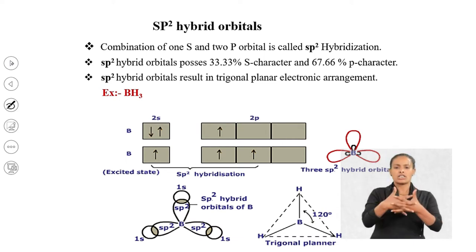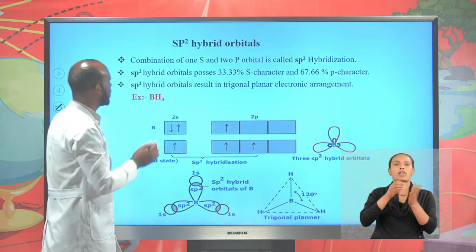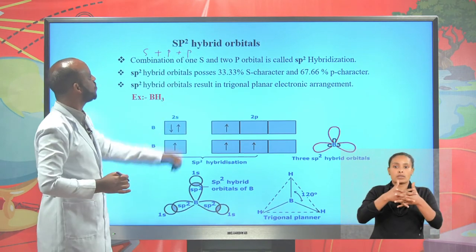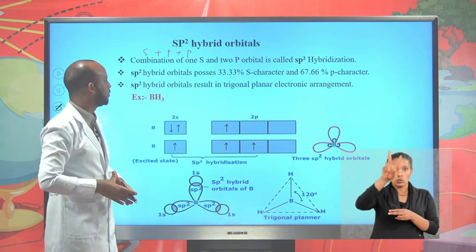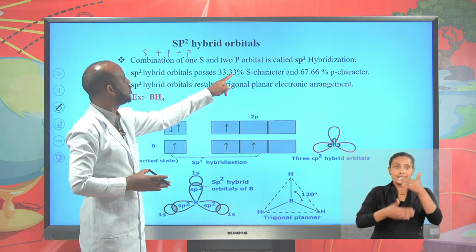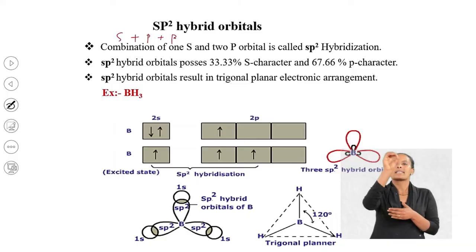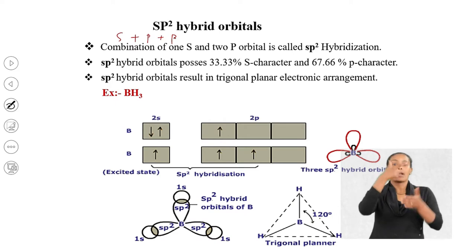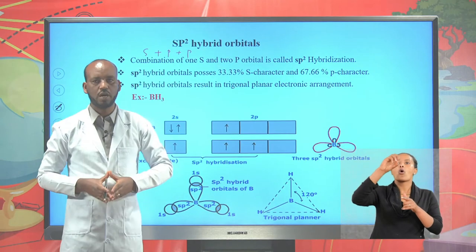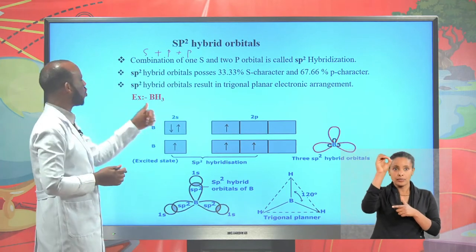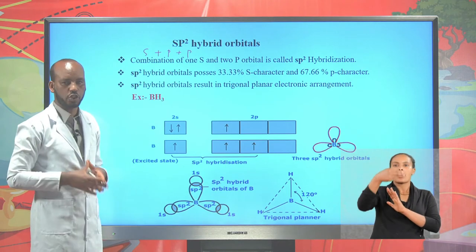Combination of 1s and 2p orbitals is called sp2 hybrid orbital. sp2 hybrid orbitals possess 33.33% s character and 66.67% p character. sp2 hybrid orbitals result in trigonal planar electronic arrangement with bond angle 120 degrees. For example, boron trihydride, BH3.